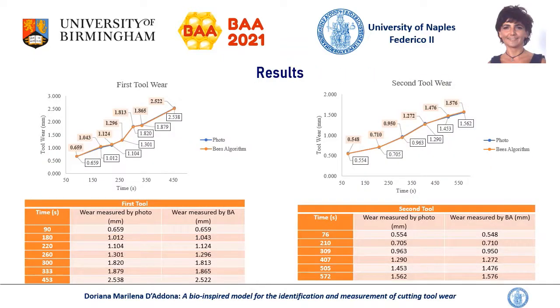In this graph, we have reported the measurement of the tool wear using a microscope, and also the measurement obtained by the BIS algorithm in orange. We see that the two curves are coincident, and the differences between the two measurements are very low.